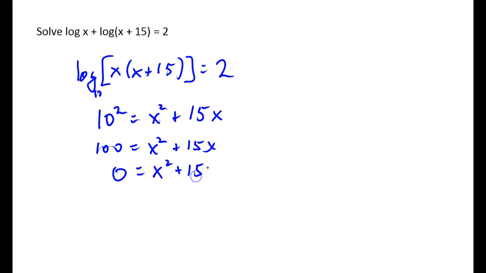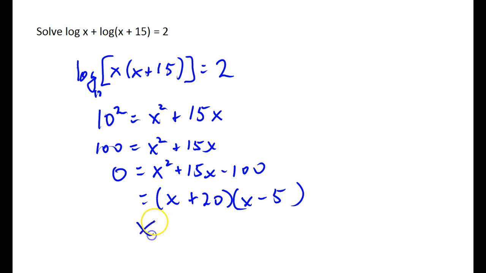0 equals x squared plus 15x minus 100, which factors? I think we'll use 5 and 20, and I want to get a plus 15, so I'll do plus 20 minus 5, so x equals negative 20 or 5. Now, recall that we cannot take the log of a negative number, and so that's going to eliminate negative 20. So our only answer for this solution is 5.